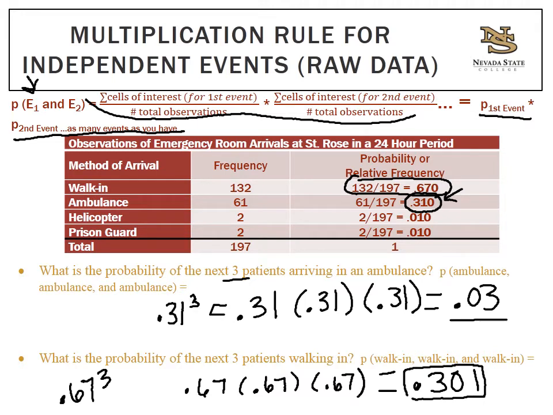Notice this is much more likely than this, because the probability of showing up in an ambulance in general is lower than the probability of being a walk-in in general. But notice that every time you multiply, it gets smaller and smaller and smaller, because now you're getting into more unlikely outcomes of more people showing up in that method of arrival.